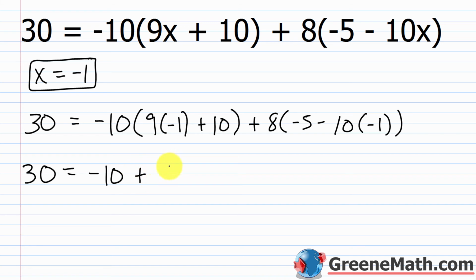Then plus, we have 8 times, and then we have inside of here, negative 5 minus 10 times negative 1. So I can just think about this as negative 10 times negative 1. That's going to be positive 10. So negative 5 plus 10 would be 5. So I'd have 8 times 5 here. Now, in this next step, I would do my multiplication. 8 times 5 is 40.